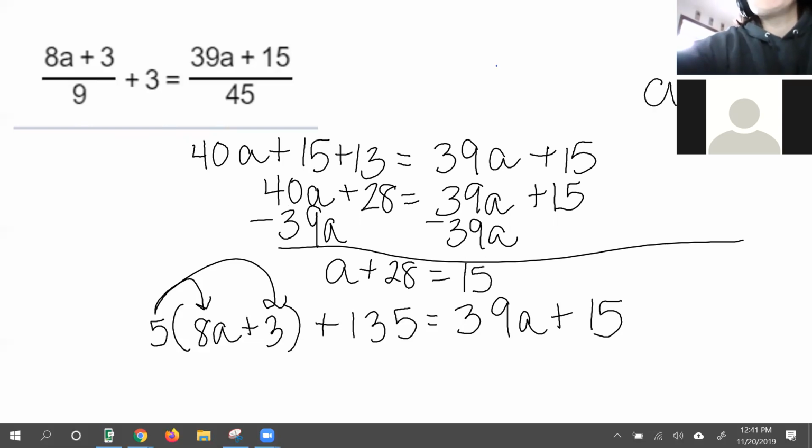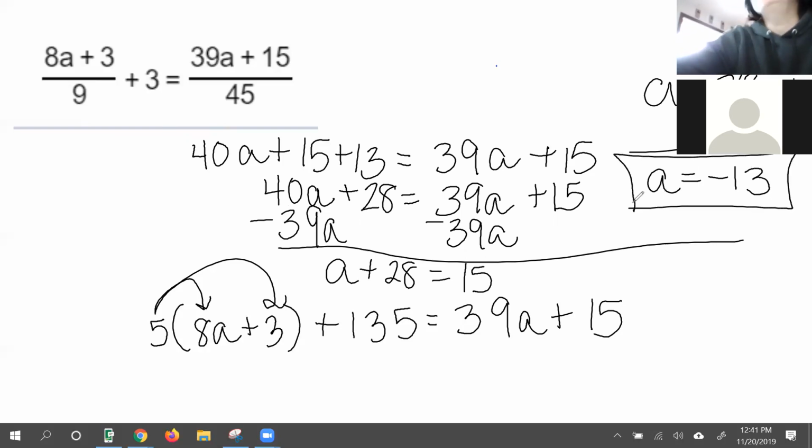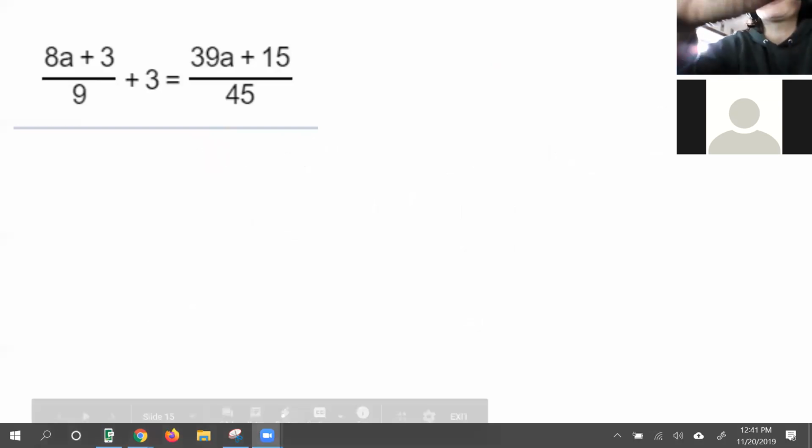And now if we have a plus 28 equals 15, we're going to subtract to get rid of that constant. So my answer is going to be 15 minus 28. Oops. We're left with negative 13. So it really helps to multiply by a common denominator, because then it clears out your fractions for you.